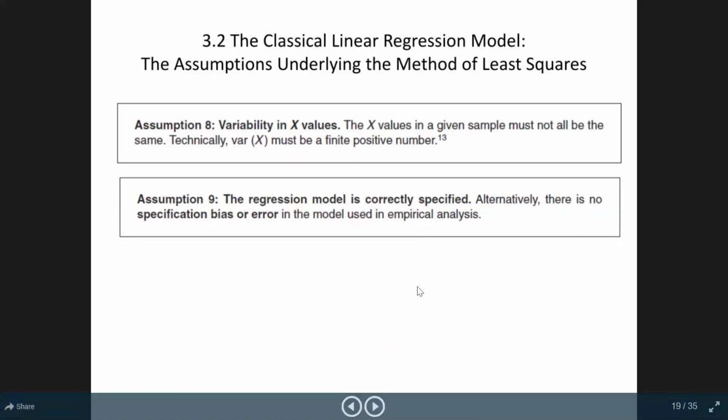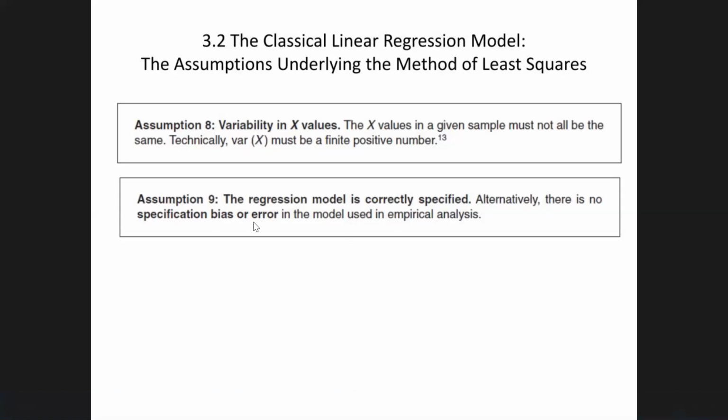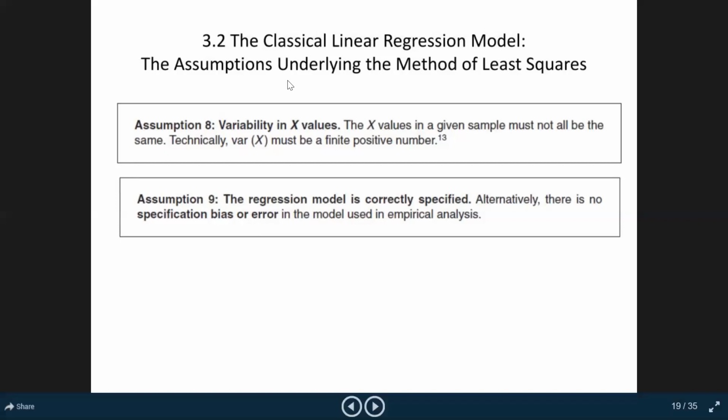Assumption number 9, that the regression line will be correctly specified. There will be no specification bias. This assumption will be studied in a separate chapter on what specification bias is. Specification bias has many forms. There may be specification bias in the functional form. Sometimes we may ignore an important variable. In other cases, we may include an irrelevant variable in the model. All of these come under specification bias, and there is a separate chapter in the book.